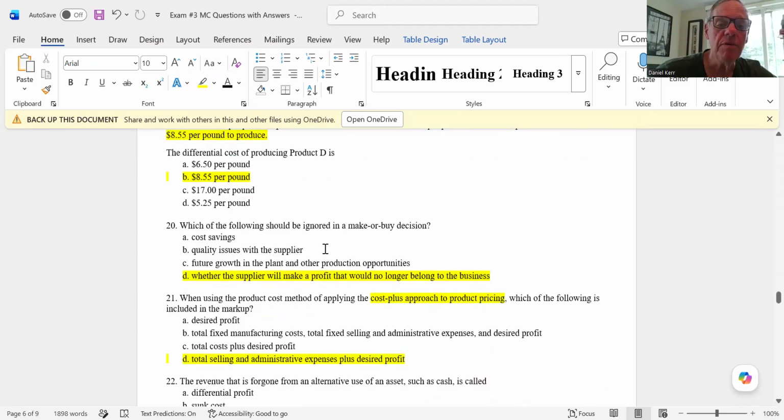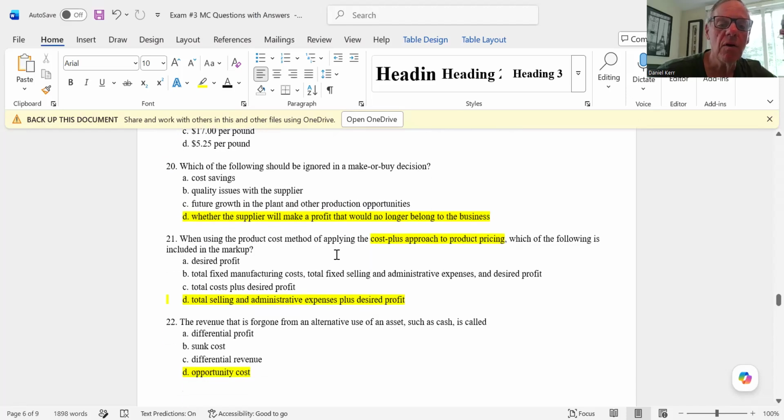Number 20, which of the following should be ignored in a make or buy decision? You should consider cost savings. You should consider quality issues. You should consider future growth of the plant and other production opportunities. The one that you can ignore is whether the supplier would make a profit that would no longer belong to the business. So you've got to select the best answer. The best answer there, what to ignore, would be D.